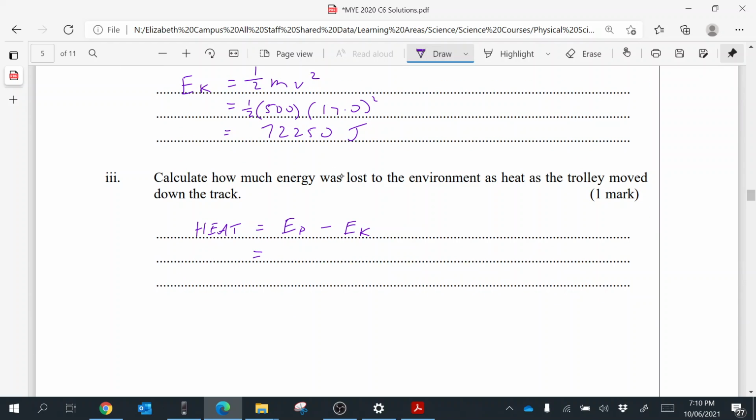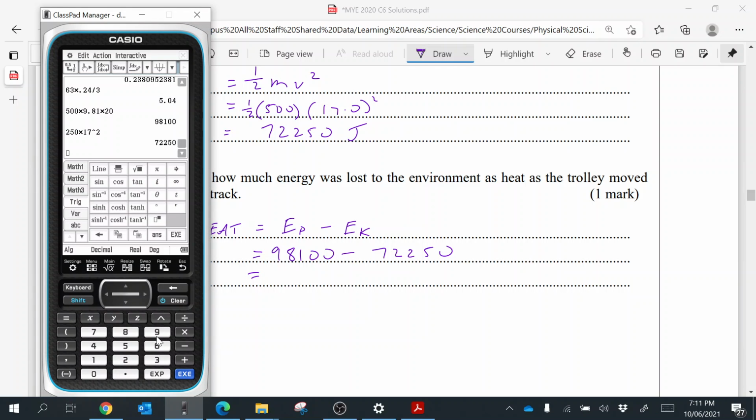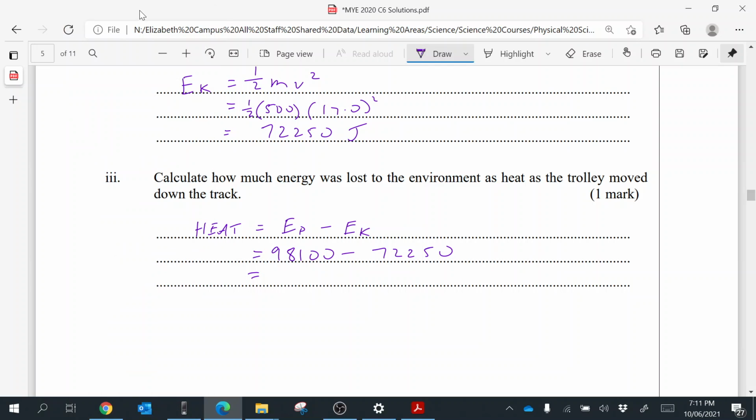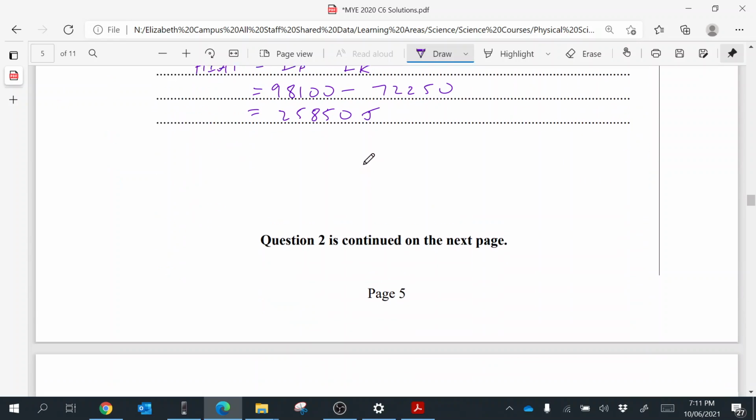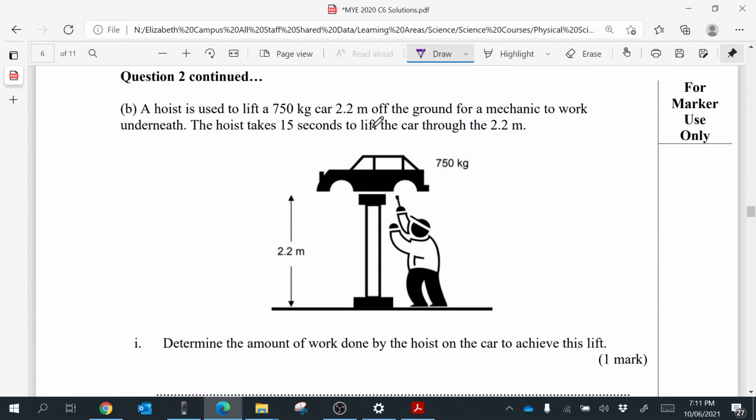So this is going to be equal to, what was it, 98100 minus 72250. Quite a fair bit of energy here being lost. So 98100 minus 72250 is equal to 25,850 joules. Excellent. Okay, question 2 is continued on the next page.